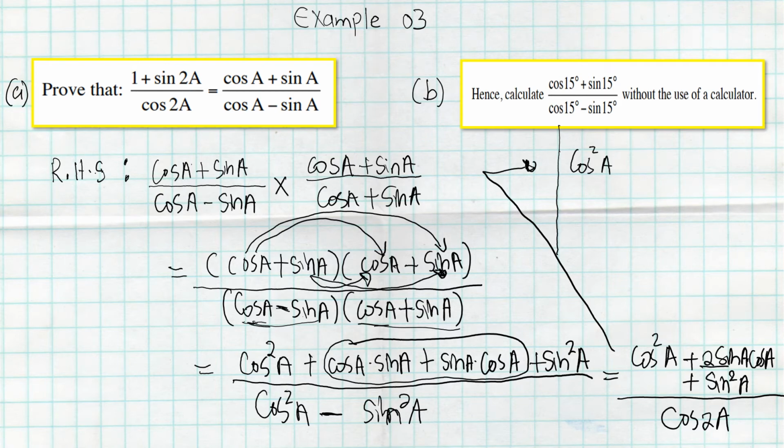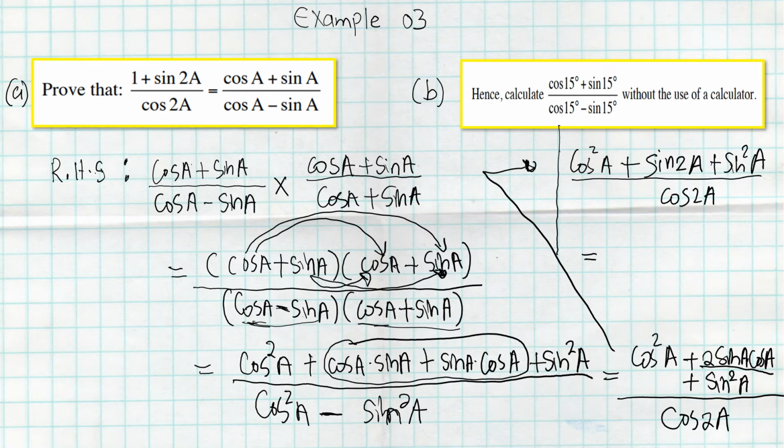Look at this. I have 2 sine A cos A. It's also a rule, right? I can change it back. We divide by 2 and we double the angle for sine. And it will be what? Sine 2A. Can you see? Plus what? Plus sine squared A. All divided by cos 2A, right?